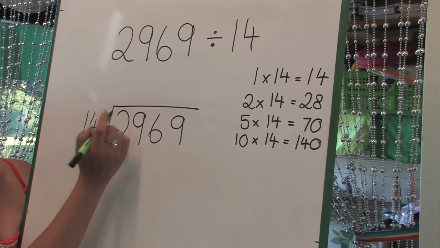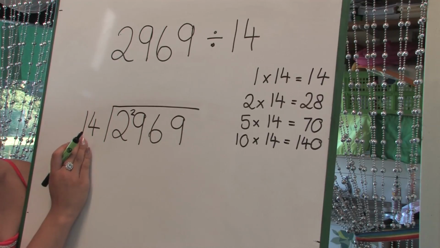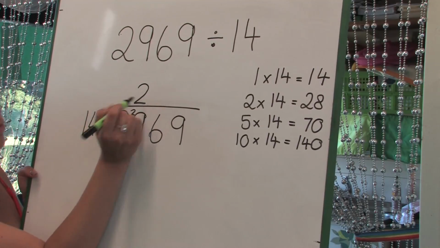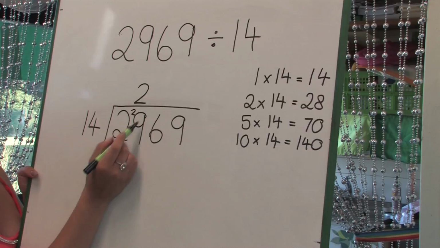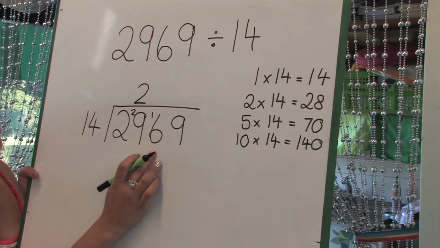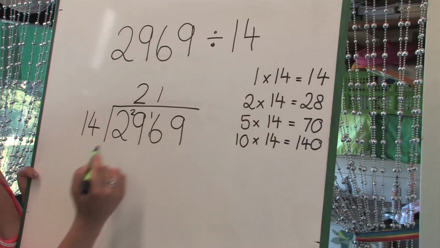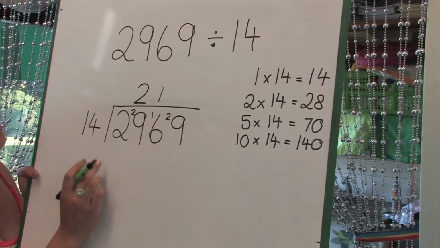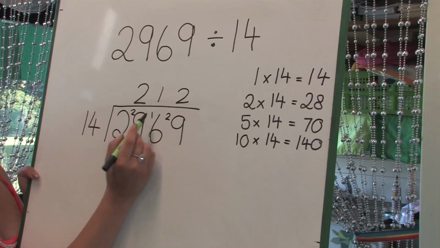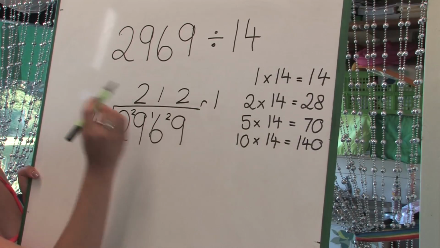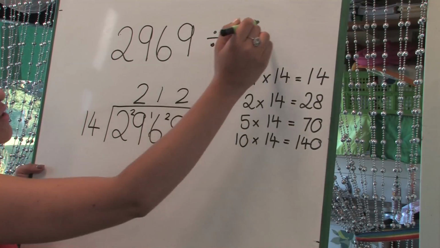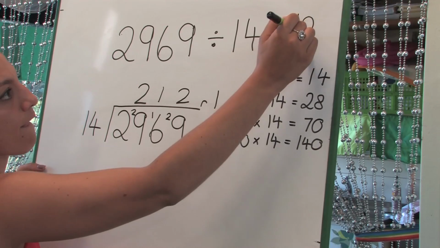So 14 can't go into 2, so we move the 2 over. 14 into 29, well, we know 2 lots of 14 are 28. So 2 lots of 14 fit in, but there's 1 left over here, so that has to move over. How many 14s go into 16 now? Well, I know that 1 goes in, but I'll have 2 left over, so that gets carried along. And again, how many 14s into 29? Well, I already know that that's 2, with the remainder 1. So 2,969 divided by 14 is 212, remainder 1.